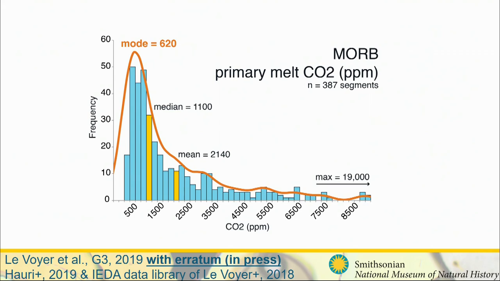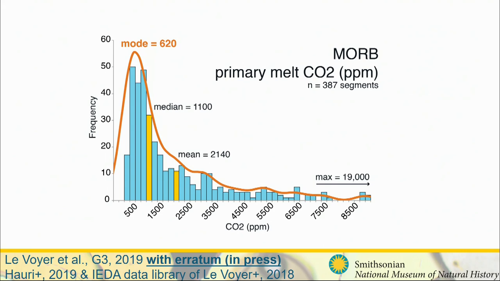So if you use trace element concentrations now, you don't need to find undegassed MORB at every segment; you need to have good constraints on the trace element concentrations. And we have 387 segments where we think that's the case. And so for those 387 segments, we can infer, calculate the primary CO2 concentration.